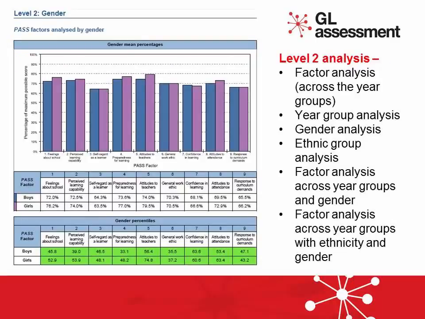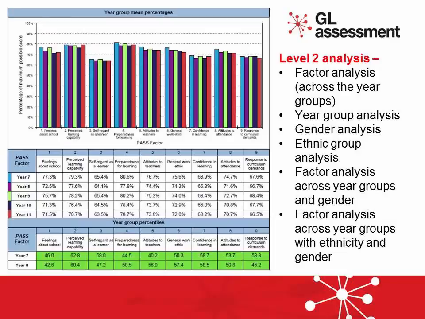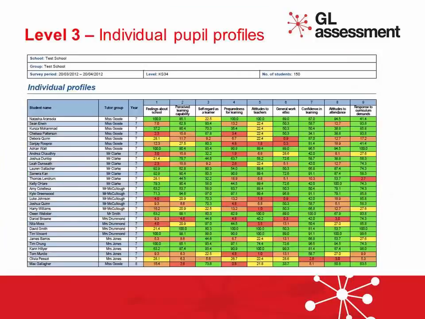Let's move on now to have a look at Level 2, where we start to look at the data more closely. You will have charts and data for each year group, gender and ethnicity, following the same format as Level 1. You can take this a stage further so that you have data on gender by year group as well as ethnicity by year group. And with Level 1, the data provided gives you percentage and percentile scores. Here is another Level 2 example, this time showing how year groups compare with each other.